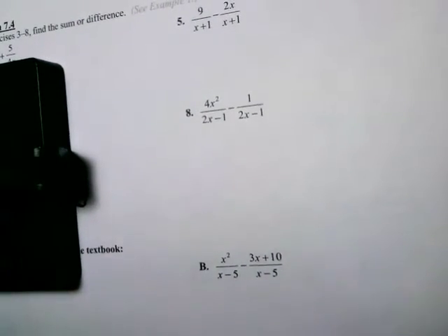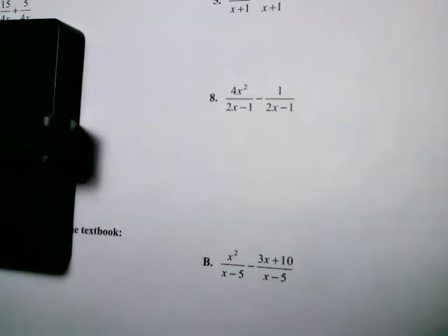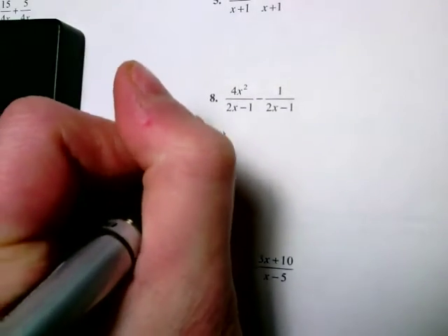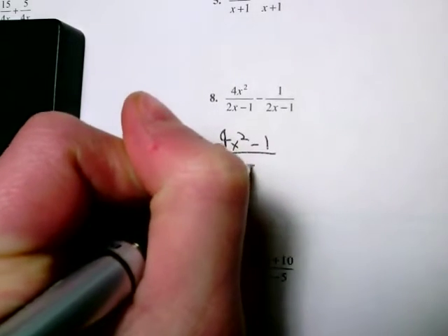Okay, I'm going to do the other one on the bottom. This other one is 4x squared over 2x minus 1 minus 1 over 2x minus 1. So we know how to do that because they have the same denominator. You just turn that into 4x squared minus 1 over 2x minus 1.